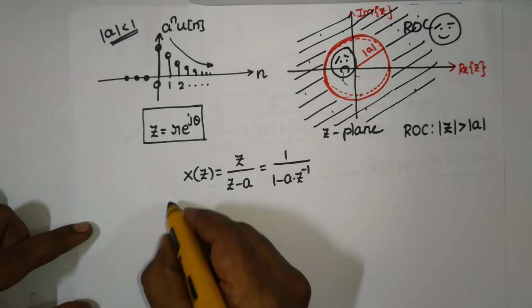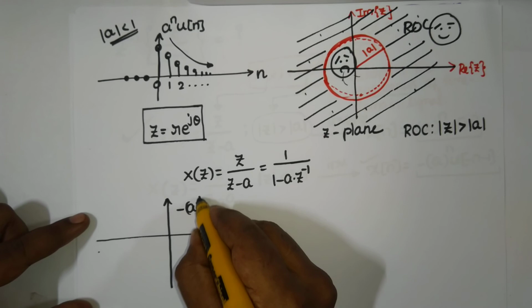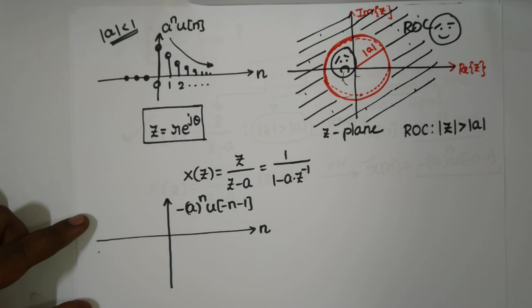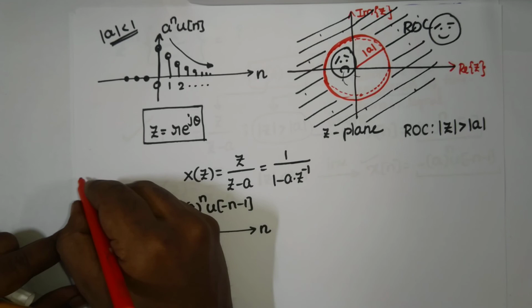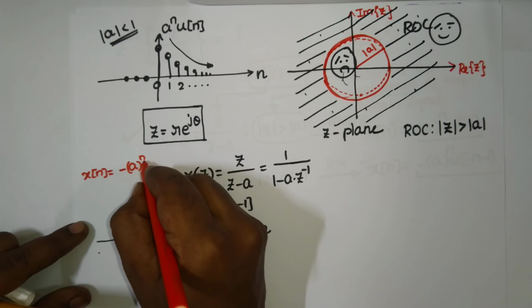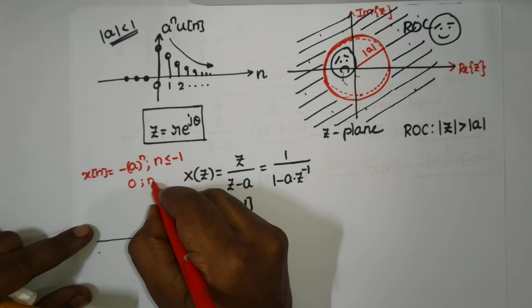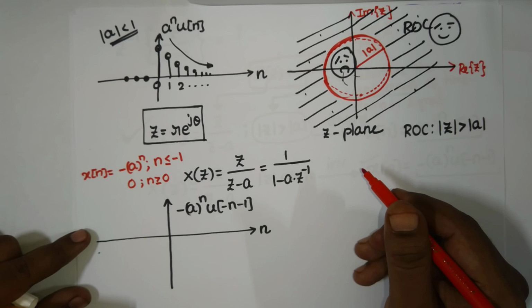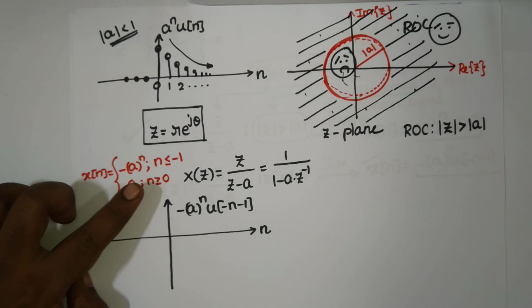Now if I take an infinite duration anti-causal sequence, I have it like this: minus a power n u of minus n minus 1. That means x of n is equal to minus a power n. Mathematically, how can we write this one? You can write x of n is equal to minus a power n for n less than or equal to minus 1, and of course this is 0 for n greater than or equal to 0.